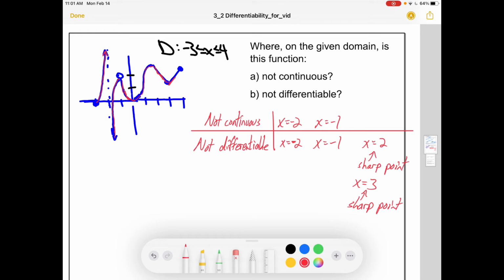There's actually one other place on this function, though. I'm going to trace it through one more time. So can't find slope at -2. Can't find slope at -1. Discontinuity there. This is okay. Slope of 0 is fine. But right here, it goes momentarily vertical.